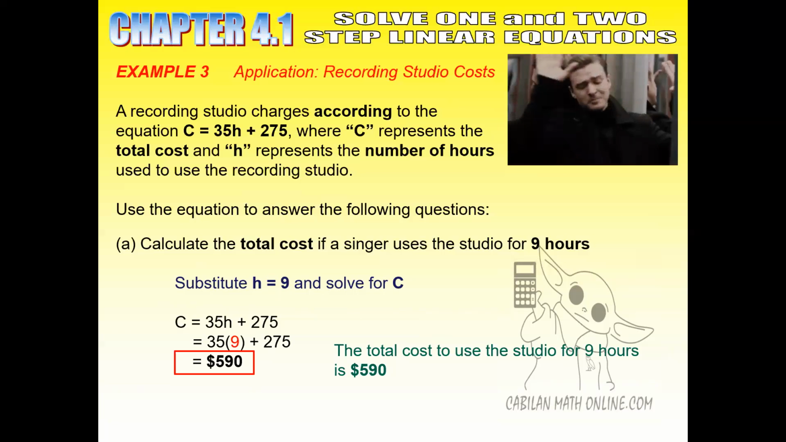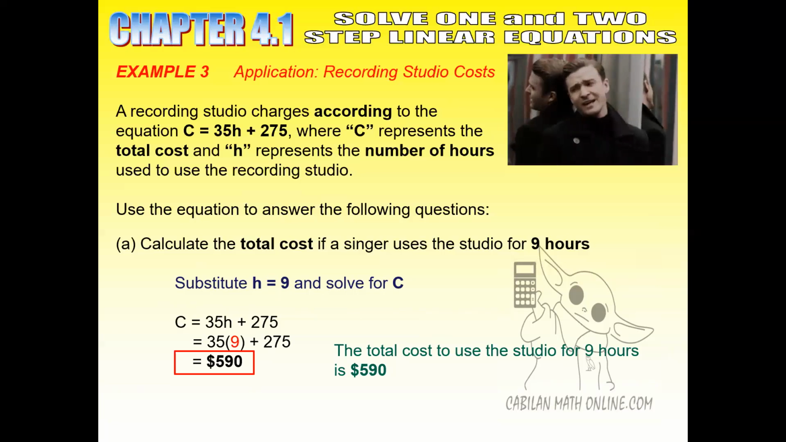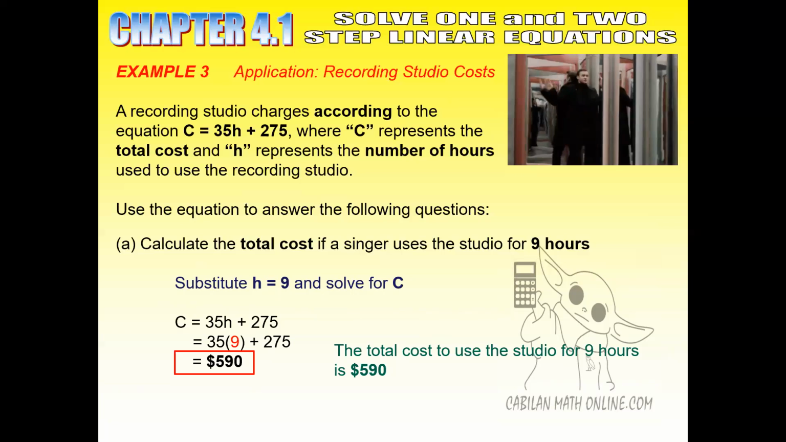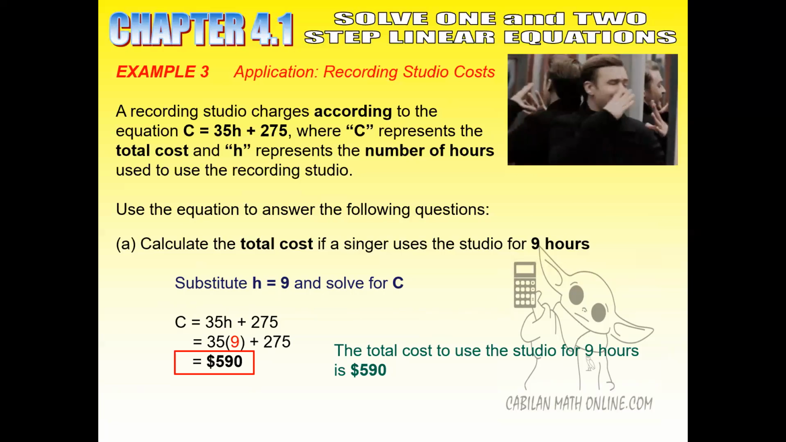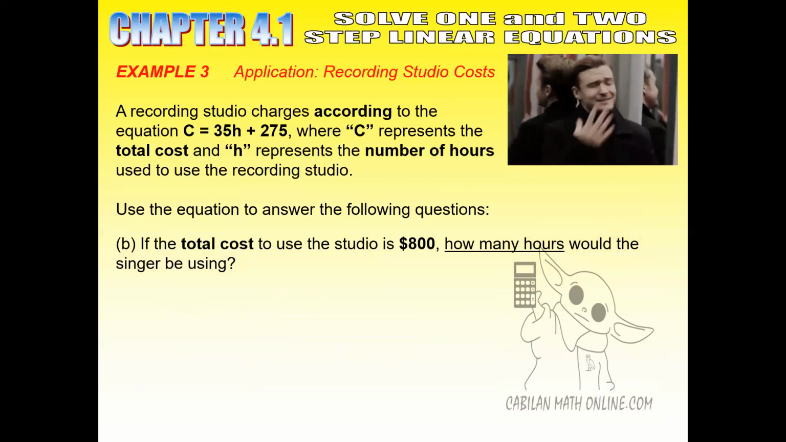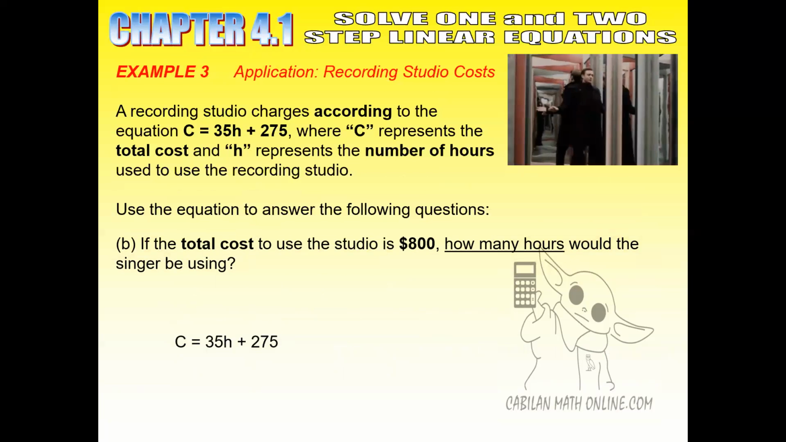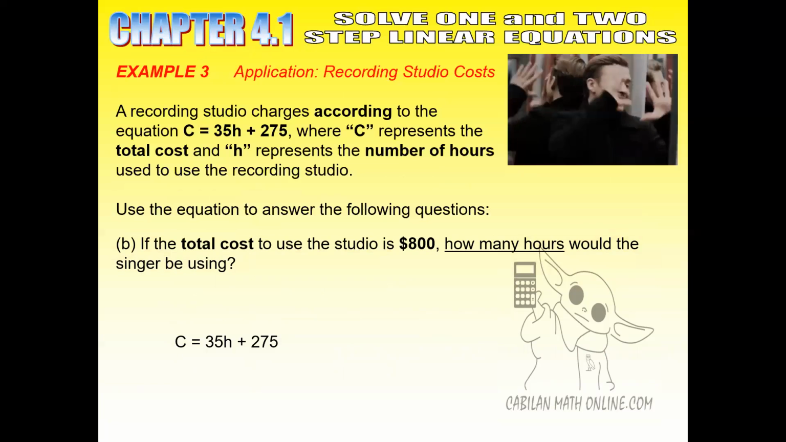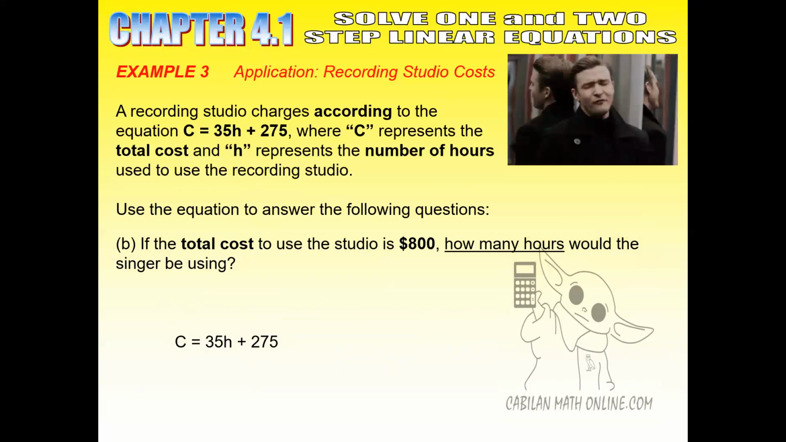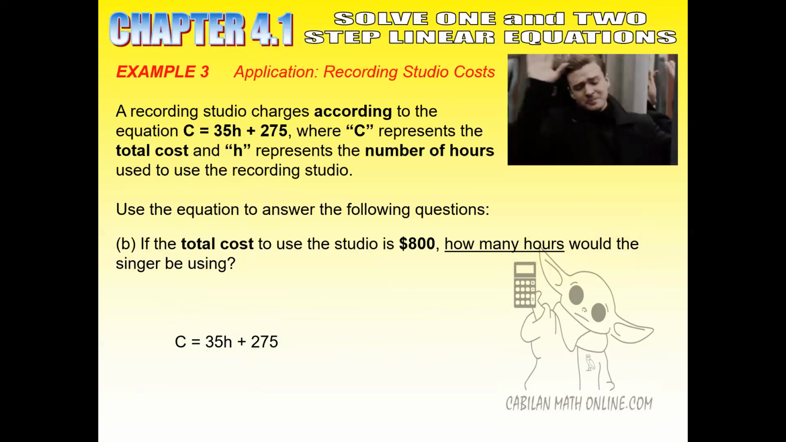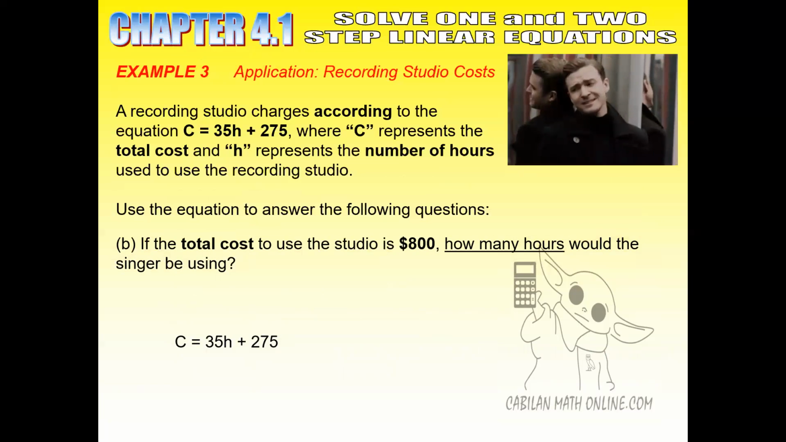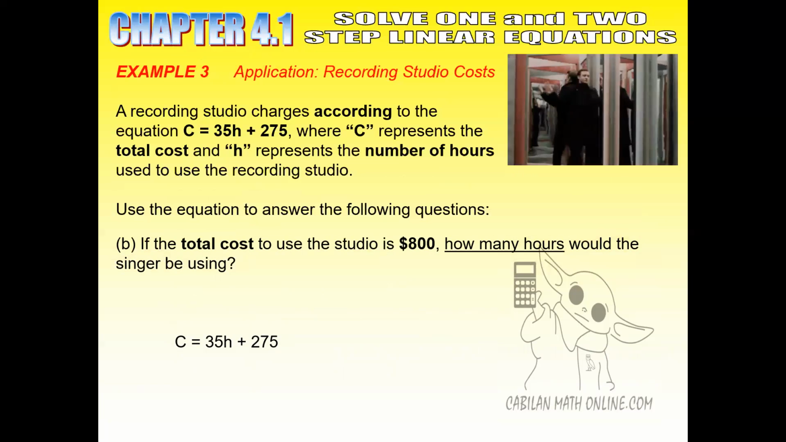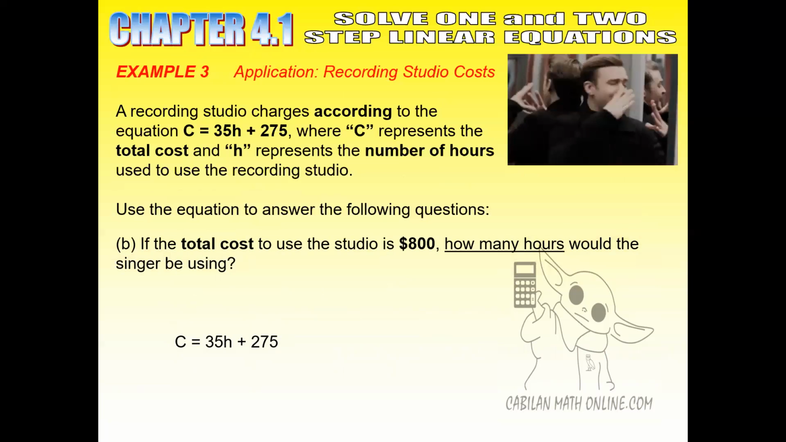All right. Last but not least, let's now take a look at this question, using the same equation, but this time with one slight twist. It says, if the total cost to use a studio is $800, how many hours would the singer be using? In this case, we're given the total cost. Now we need to figure out how many hours this person will be using the studio for.